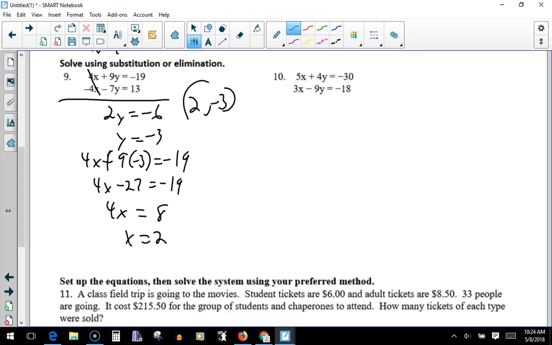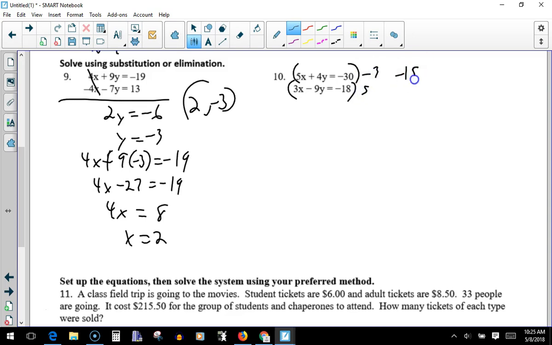Over here, definitely not going to do substitution because no x or y is by itself, and no matter what I try to divide by, I'll get a bunch of fractions. So again, on this one, I got to choose. Do I want to go for the x's with 15 or the y's with 36? I'm going to go with 15 and negative 15. You choose. One's got to be negative because they're both positive right now.